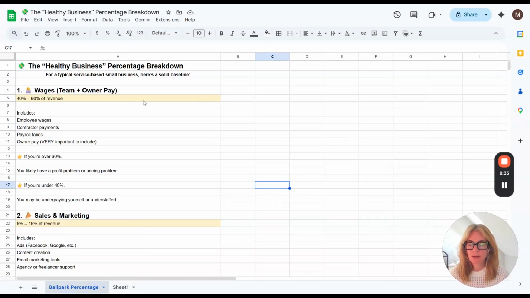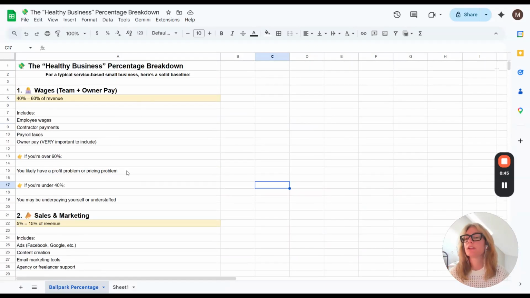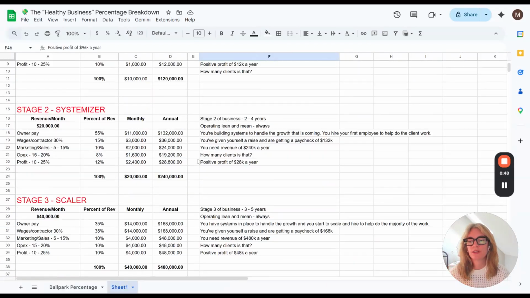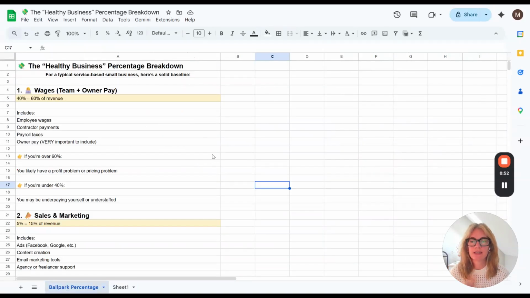I've got two tabs here that I'm going to be going over. The first tab is just kind of like our ballpark. This is the kind of idea. There's three sections really. And then we'll go over here into our actual numbers, which is really interesting to see how this all breaks out with real numbers. So let's just go over this part first.